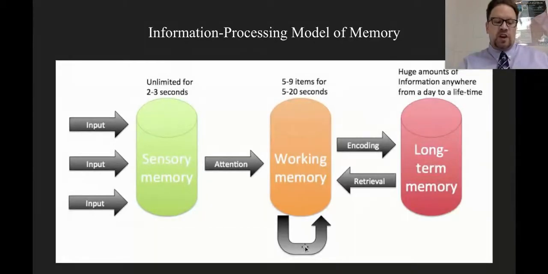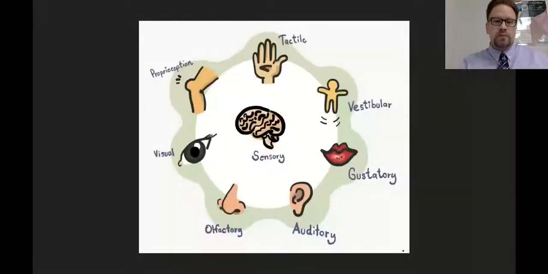Now, these stages are categorized by varying capacities of stored information and varying durations of time that information can last in these different types of memory. The first stage of memory is sensory memory, or SM for short, which is the point at which information enters the nervous system through the sensory systems. So sensory information is stored in sensory memory just long enough to be transferred to working memory.